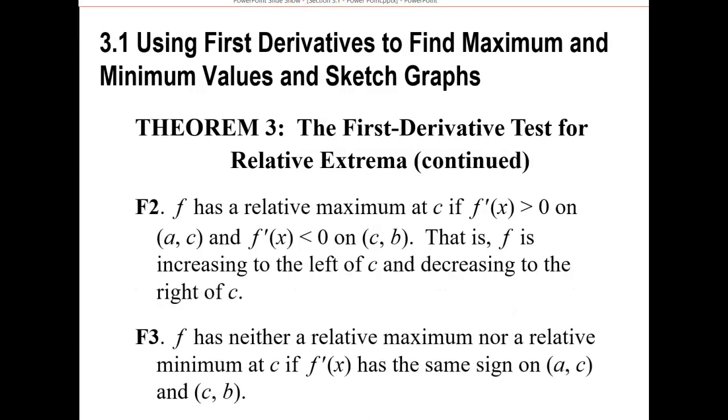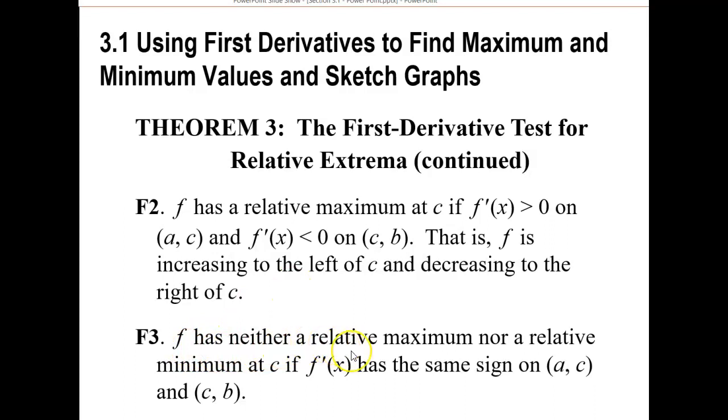f has a relative max if f' is greater than 0 on the left of c, in other words from a up to c, and f' is less than 0 from c to b, or in other words on the right. So f' positive means increasing, moving upward, and then f' less than 0 means moving down. So if it goes up, then turns around and comes down, it would have to hit a max at that spot. So f would be increasing to the left and decreasing to the right.